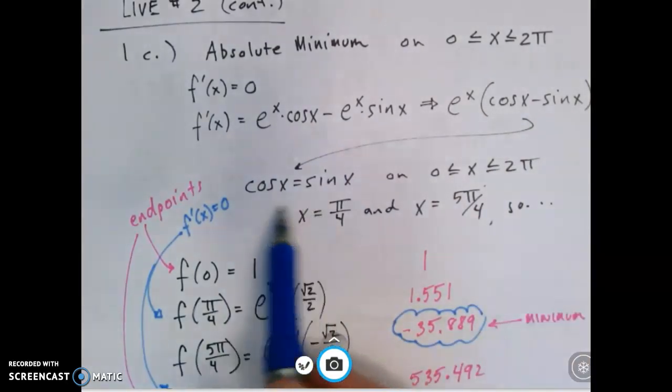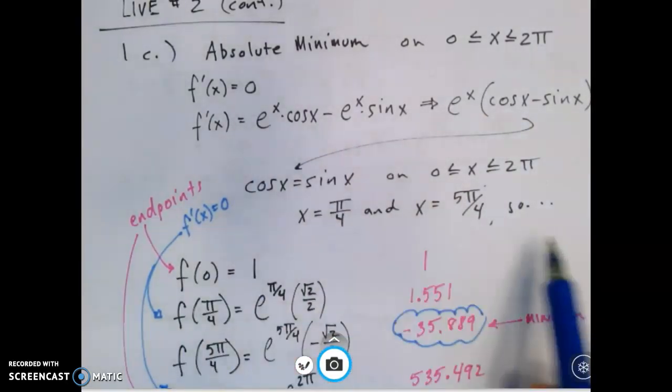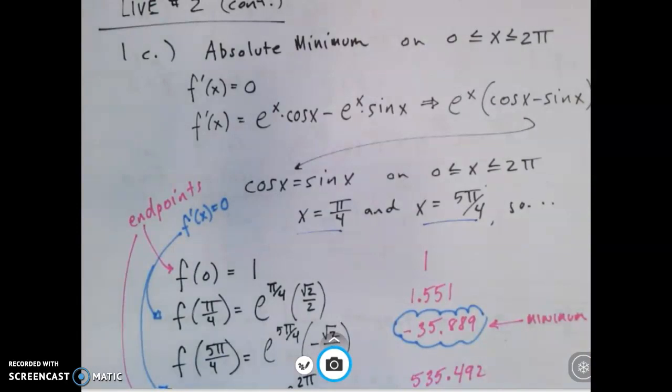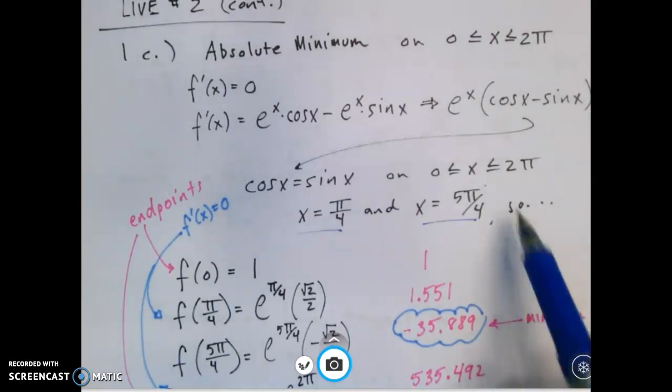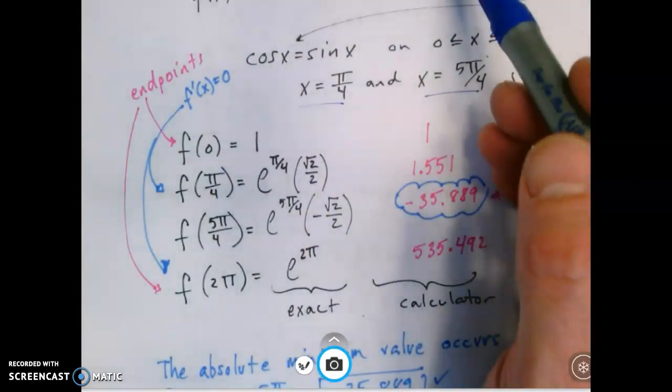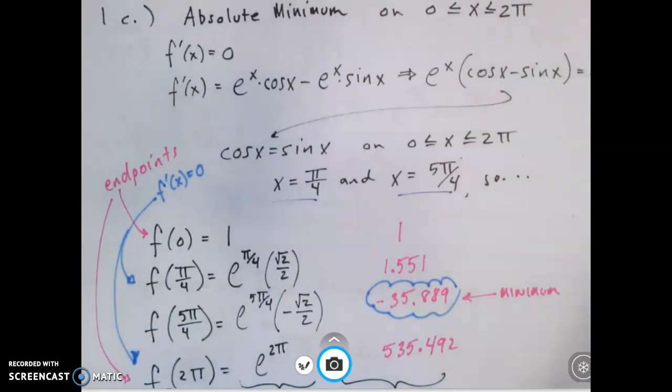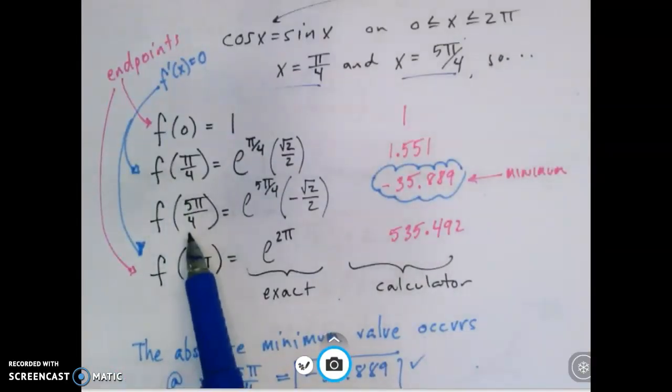Which really means when is cosine equal to sine? And over the span of 2 pi, it's equal at pi fourths, and it's equal at 5 pi fourths. You can do this on a calculator easy enough. Which means we are testing 4 values. We are testing 0. That's our starting value. We're testing 2 pi. That's our ending value. And we're testing pi fourths and 5 pi fourths.